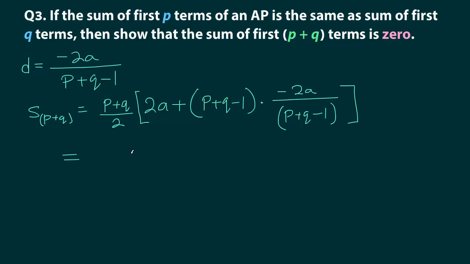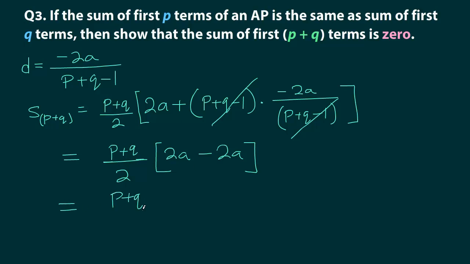Let's try to simplify. We will have p plus q divided by 2 times, now here this p plus q minus 1 and p plus q minus 1 will cancel out. So we will have 2a minus 2a. And voila, this is what we have been trying to prove. So 2a minus 2a is simply 0. Now we have p plus q divided by 2 times 0, which is 0. And now we have proved that the sum of first p plus q terms is equal to 0.